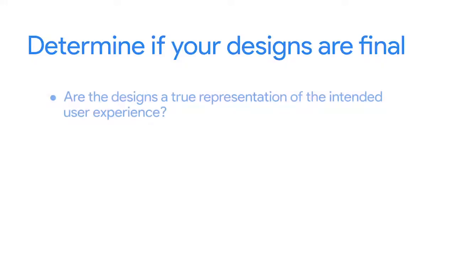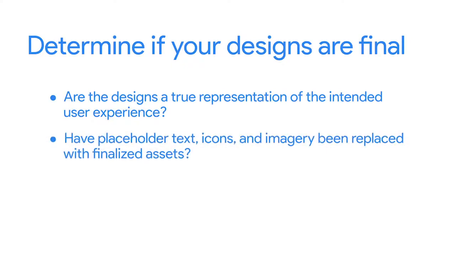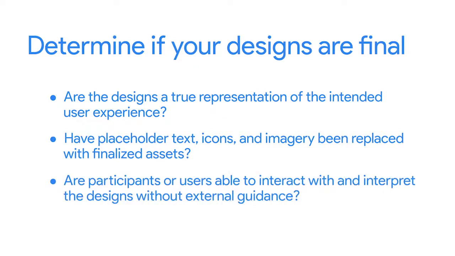Here are a few things to ask yourself. Are the designs a true representation of the intended user experience? Have placeholder text, icons, and imagery been replaced with finalized assets? And are participants or users able to interact with and interpret the designs without external guidance? If your team can answer these questions with a resounding yes, then you've done it. You've finalized your designs, and it's time to hand off the designs to engineering for production.